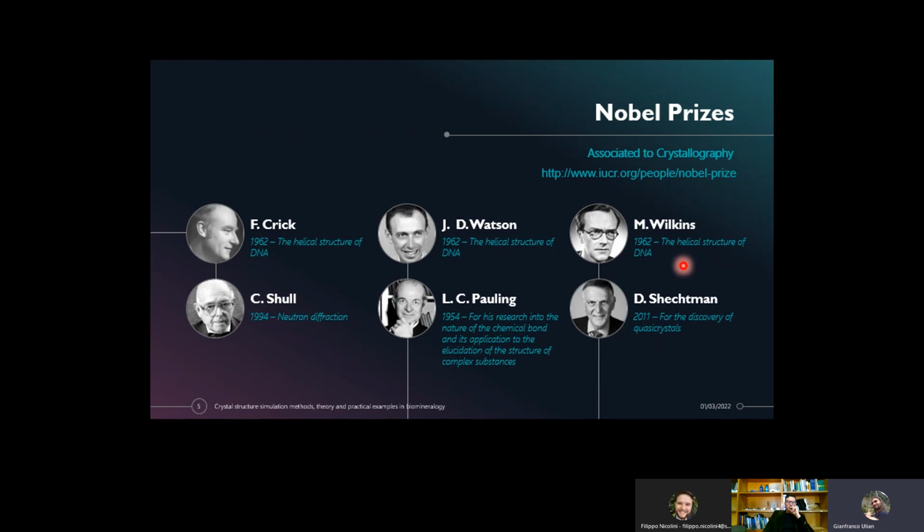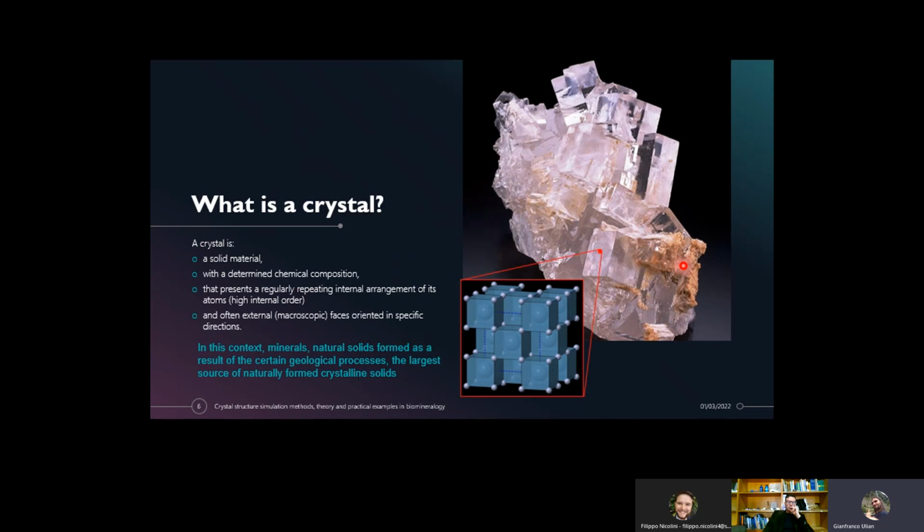Okay, so the first question that would come up to your mind should be, what is a crystal? Okay, a crystal is, by definition, a solid material with a determined chemical composition. In mineralogy, we also say that it is determined but not fixed, because it may vary over some range of composition. Then this material presents a regularly repeating internal arrangement of its atoms, meaning that there is a high internal order inside the structure, and often presents macroscopic faces oriented in specific directions.